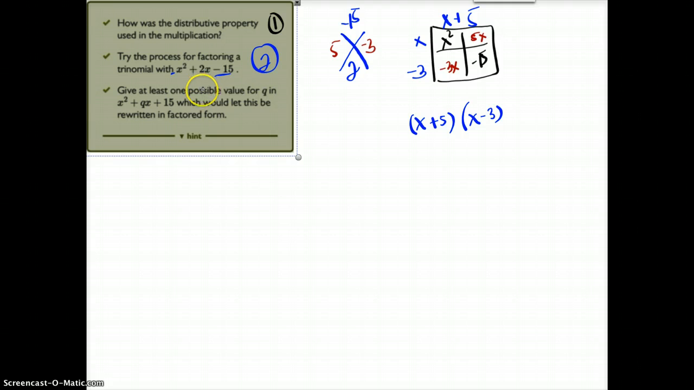Okay, so try the process for factoring. You did this this morning for that quiz. Give at least one possible value for q for x squared plus qx plus 15 which would lead to this being rewritten in factored form. So basically what they're asking you to do is find a number that fits here. So far we have two numbers that work. We have negative 2. That's a possibility. Oh, sorry, that's not a possibility because it's negative 15. So we've got to factor this without knowing that middle number.